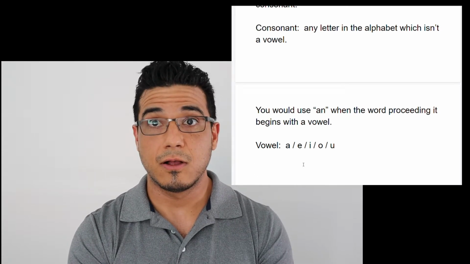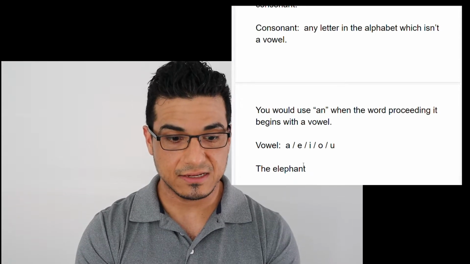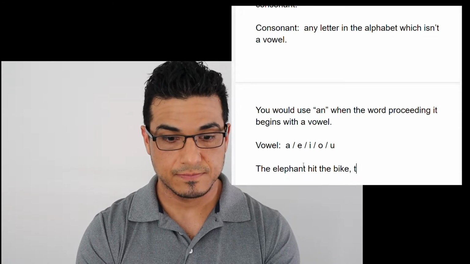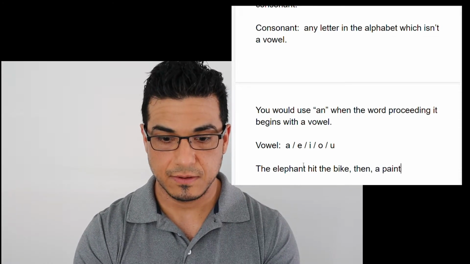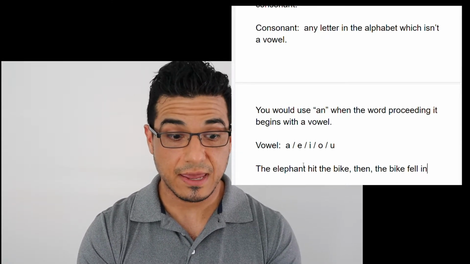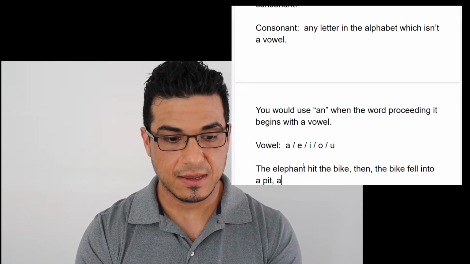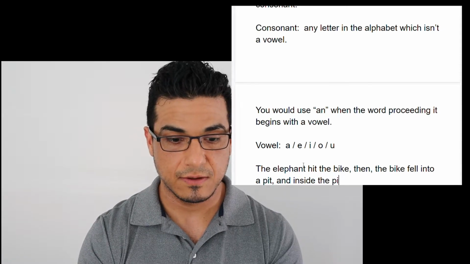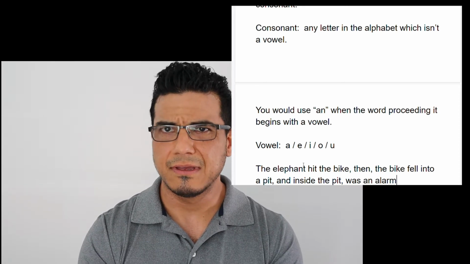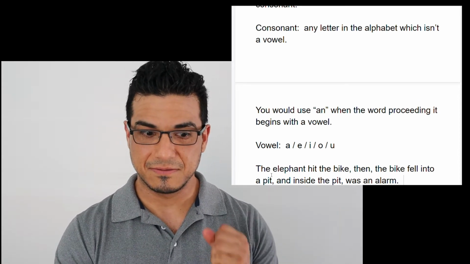So I'll use the definite article: the elephant hit the bike, then the bike fell into a pit, so just any pit, and inside the pit was an, let's say, an alarm. Sorry, these sentences make no sense, but let's take a quick look at this word salad.